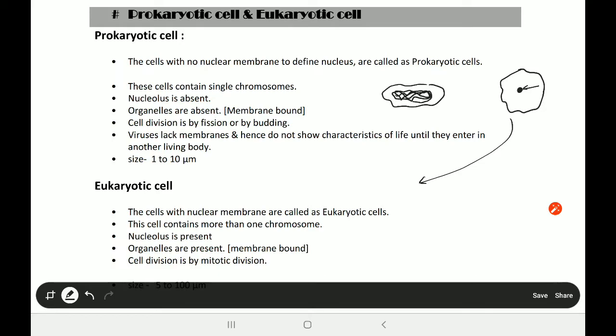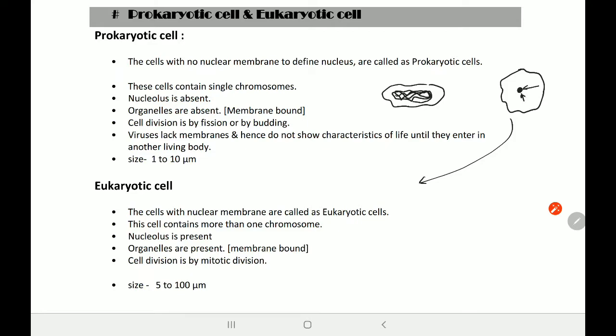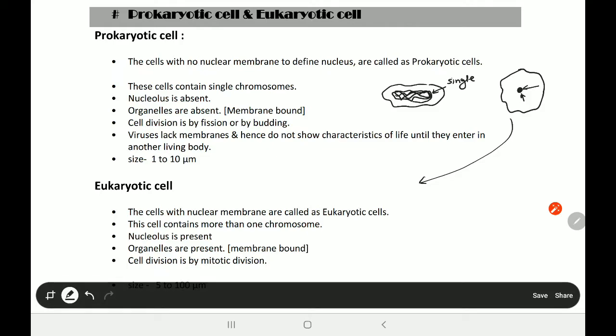The cell contains a single chromosome. The cell in a prokaryote has a single chromosome, whereas in a eukaryotic cell we have more than one chromosome. For example, humans have 46 chromosomes, like 23 pairs of chromosomes. We are going to look at chromosomes in a later part of this topic, but the chromosome is present in the nucleus. In this particular one it has a single chromosome, and the eukaryotic, that is the developed cell, has multiple chromosomes, right?